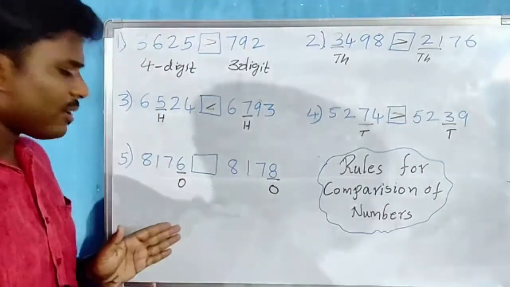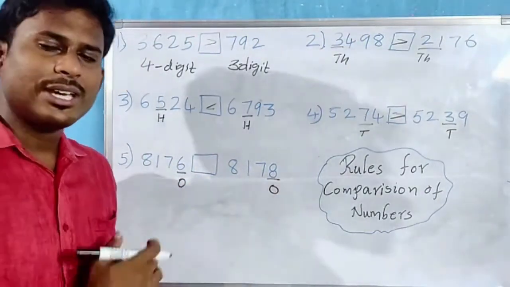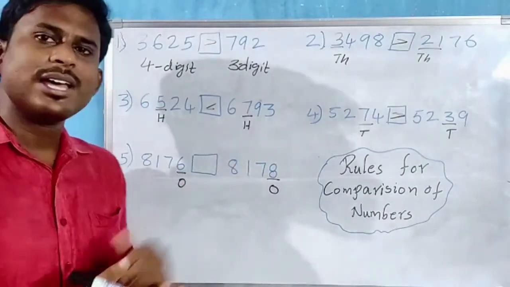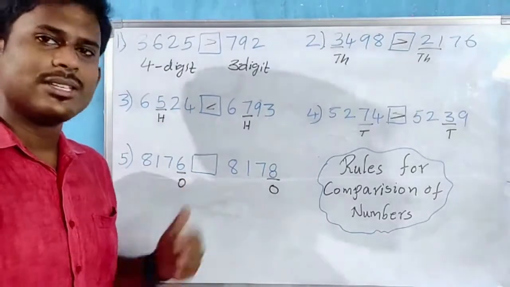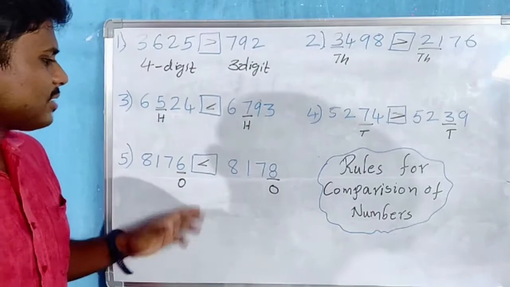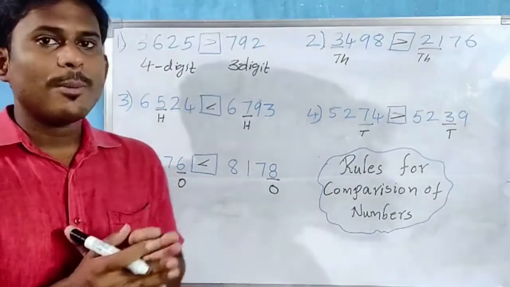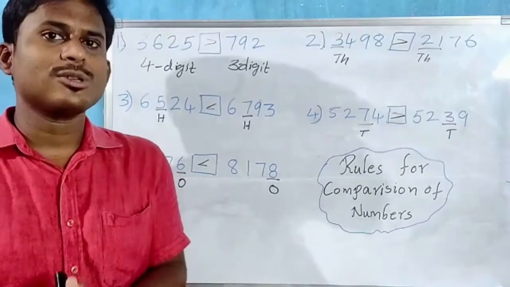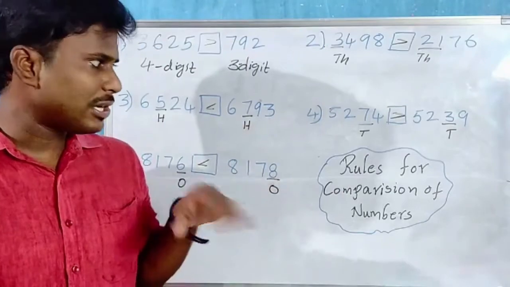On the left hand side number, the ones place has digit 6. On the right hand side, digit 8. 6 is less than 8. So the total number becomes less than this number. 8176 is less than 8178. So this is how, based on the places, we have to compare the given 4 digit numbers. These are the rules you have to remember.